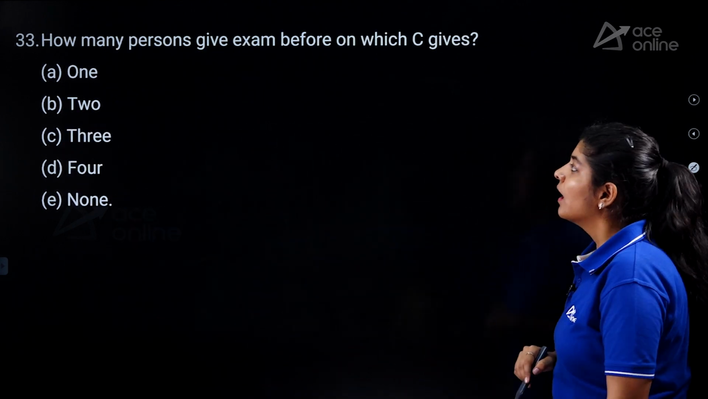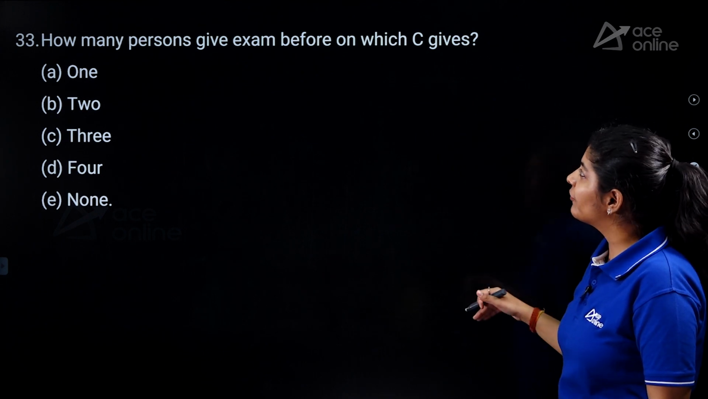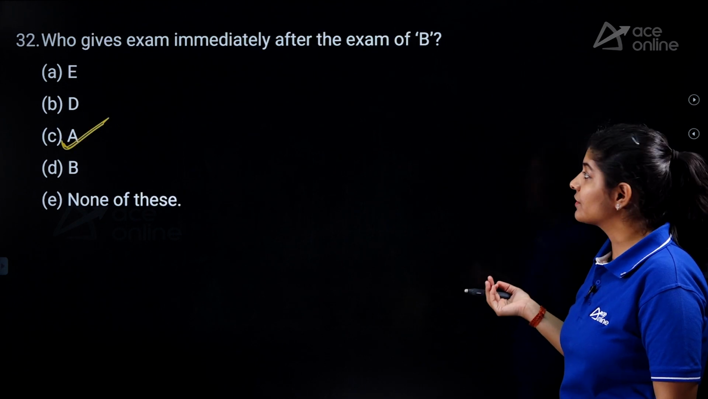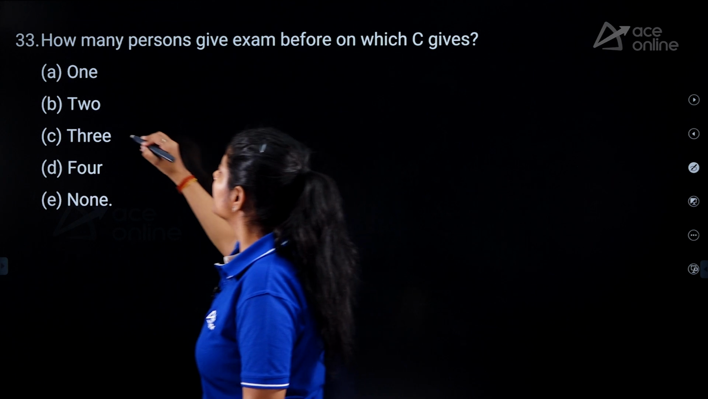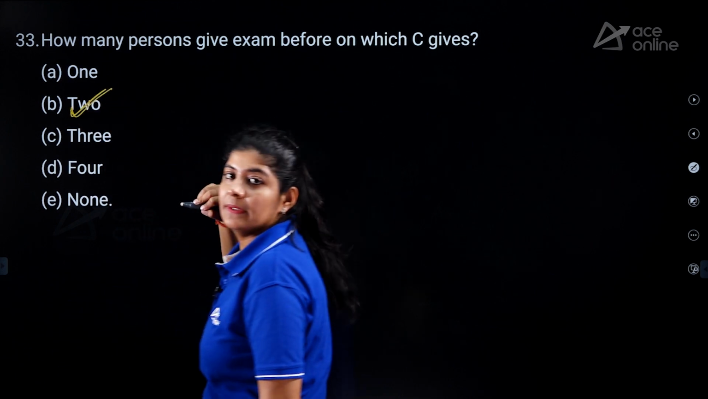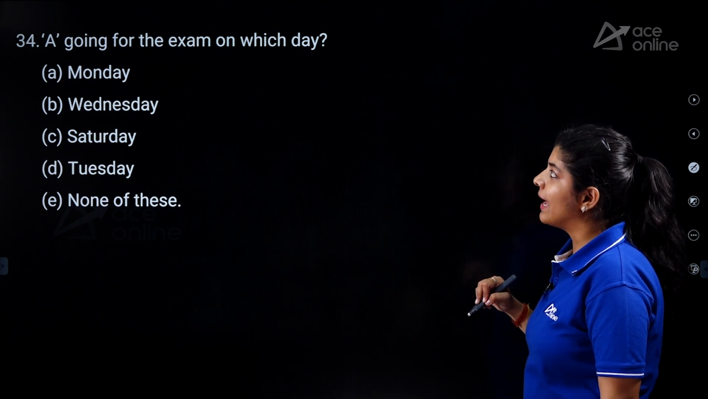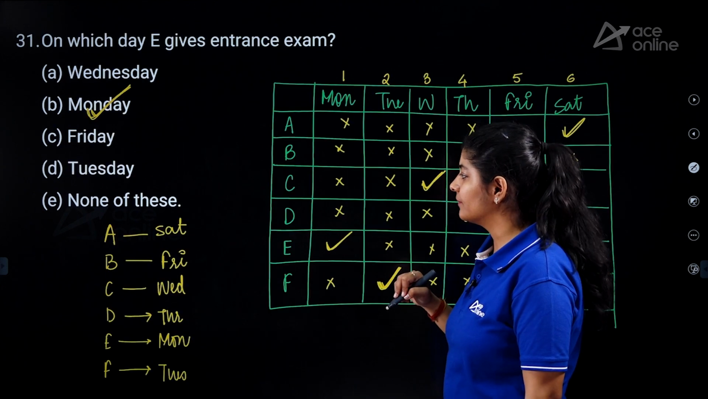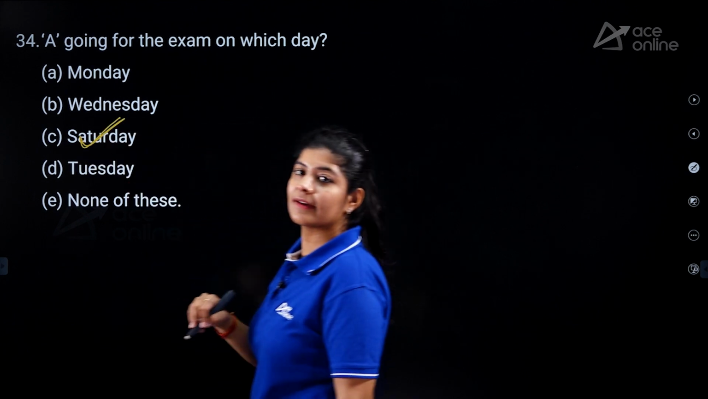Next, how many persons give the exam before the day on which C gives? So here C gives on Wednesday. So there are just 2 people, right? Next, A is going for the exam on which day? I guess Saturday. Yes, on Saturday. So option number C is the correct one.